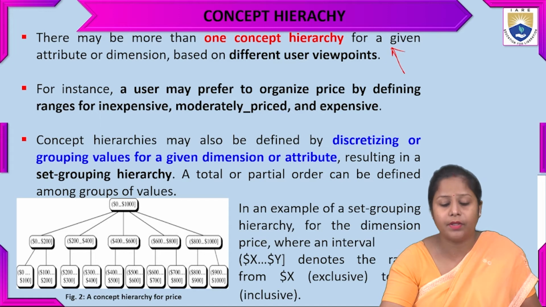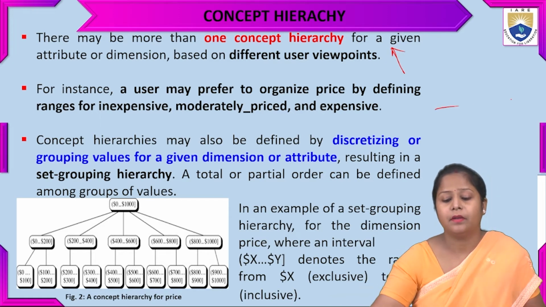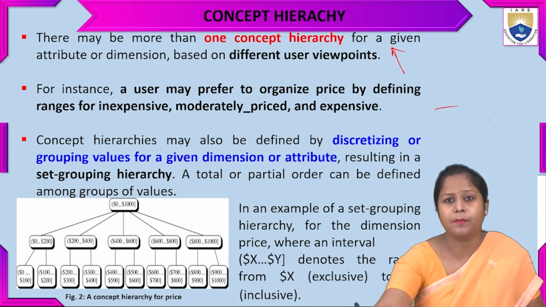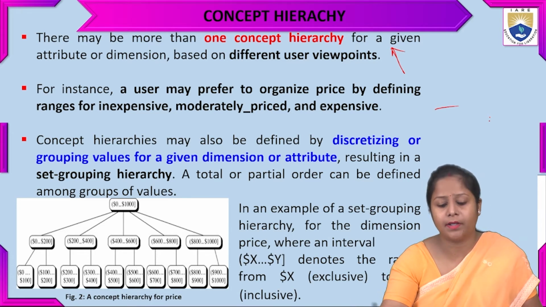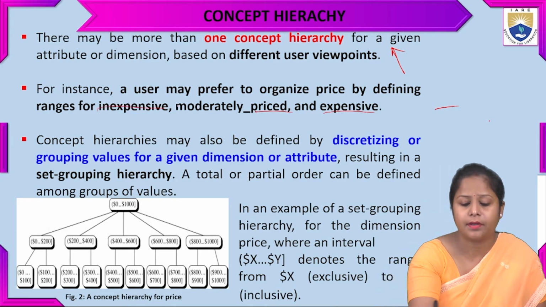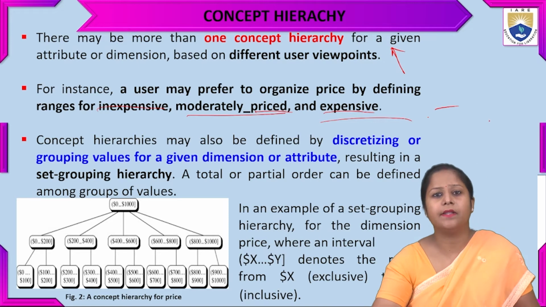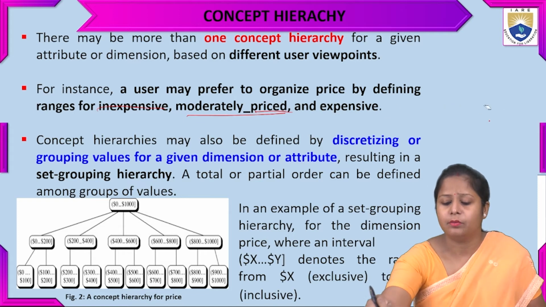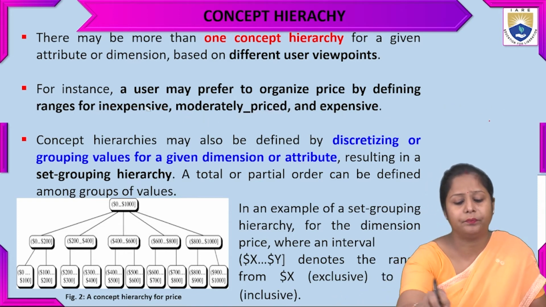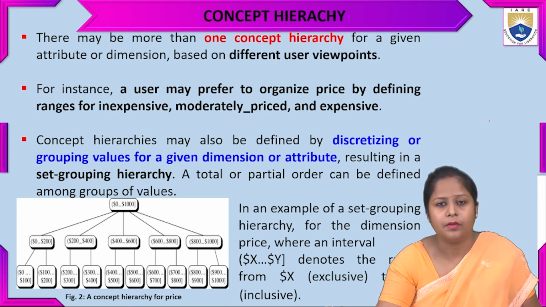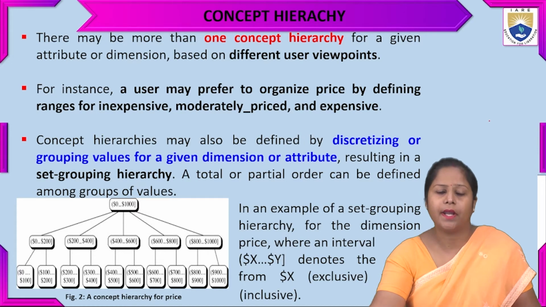For example, if a user prefers to organize price by defining the ranges for inexpensive, moderately priced, and expensive, then for each of the three ranges there will be a concept hierarchy, right? So it is up to the user, because it is based on his viewpoint. There can be more than one concept hierarchy.